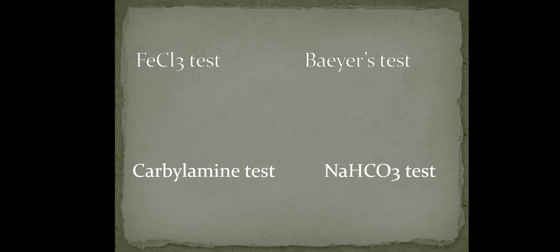Now, ferric chloride test is used for characterizing phenolic group in compounds. Baeyer test is used as a test for unsaturation. Carbylamine test is used to characterize primary amine group in the compound, and sodium hydrogen carbonate test or bicarbonate test is done for characterizing carboxylic group in a particular compound. So let us try to see each one of these in detail and the reaction involved in it.